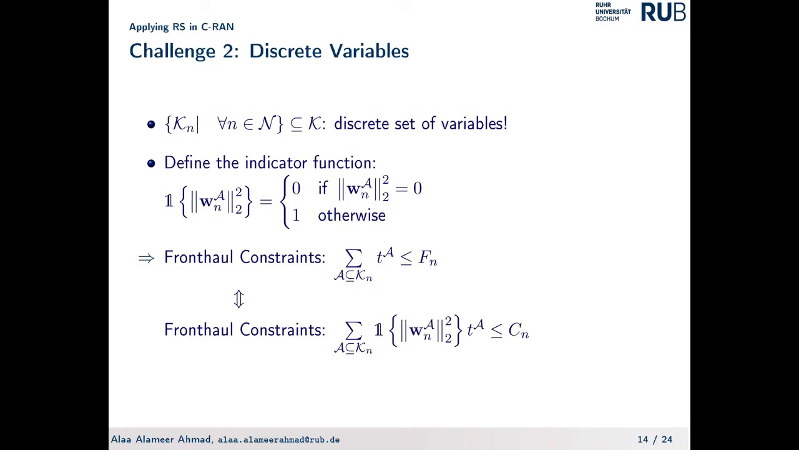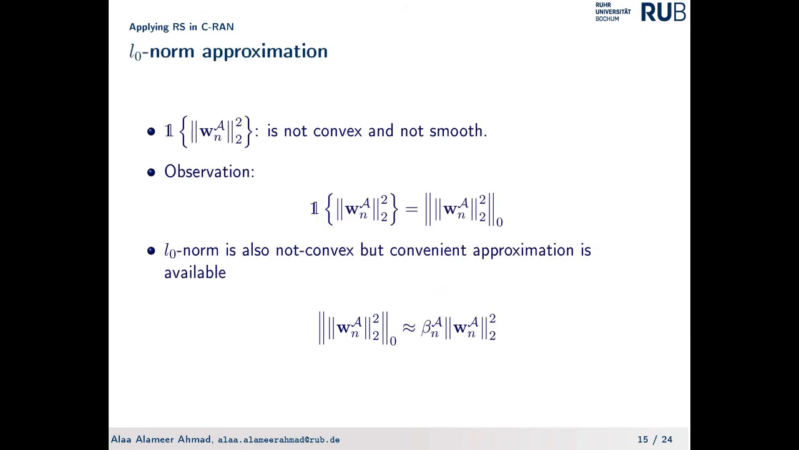To solve the second challenge, we use the indicator function, which is equal to 0 if base station n is not associated with stream a, and therefore the beamforming vector is equal to 0, and it is equal to 1 otherwise. Then, by using the indicator function, we can reformulate the fronthaul constraints. Although the indicator function is still non-convex, in our case it can be equivalently expressed in terms of the L0 norm, which can efficiently be approximated with this function, where beta_na is a coefficient that indicates the benefit of associating stream a with base station n.